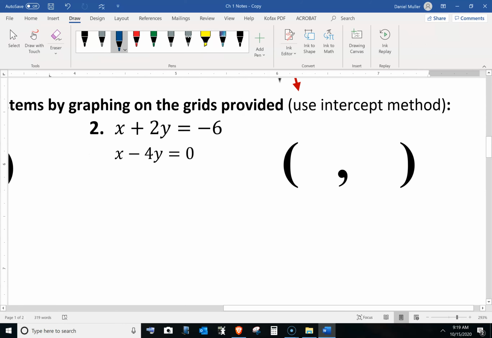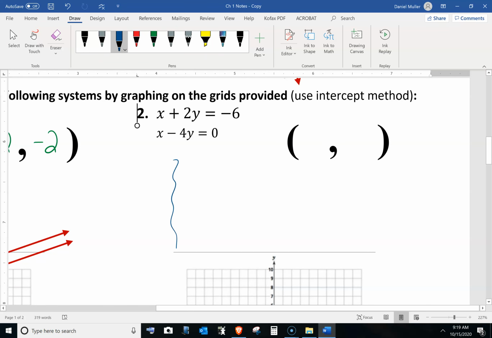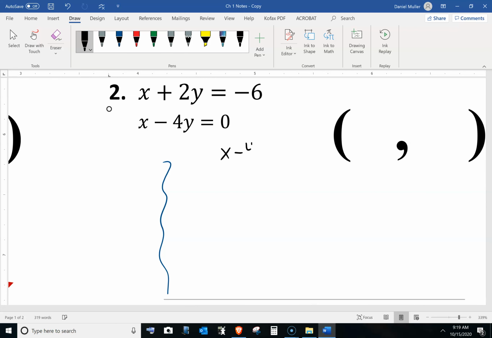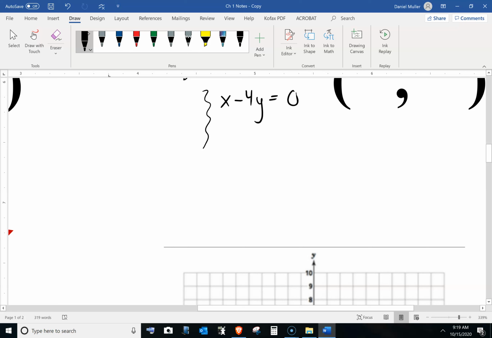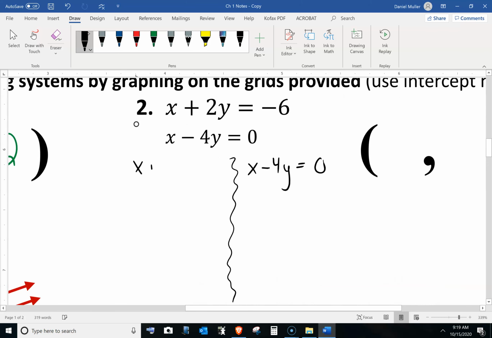Okay, so let me just give myself a little bit of space here. How much do I need? I don't know, something like that. So I'll just write this over here: x minus 4y equals 0. Okay, so that's how much space I need. And what's the top one? x plus 2y equals -6.